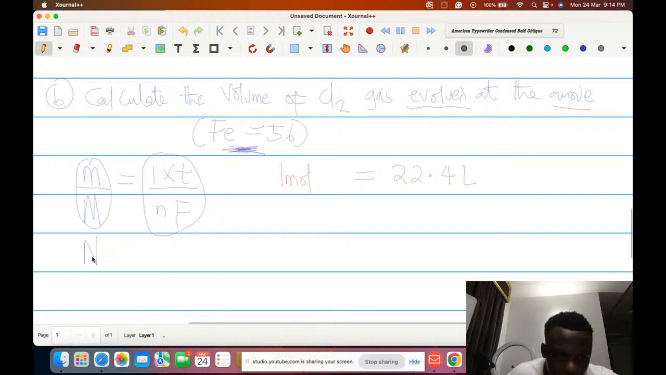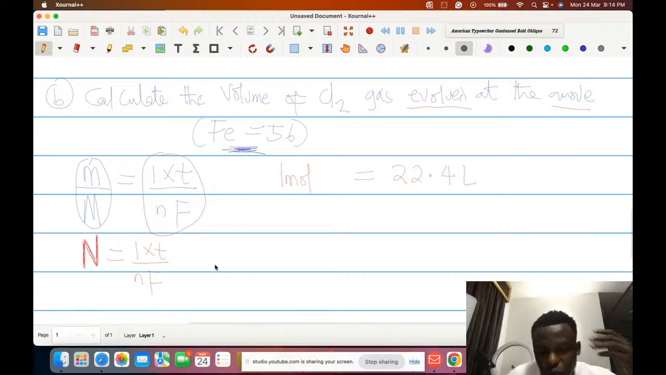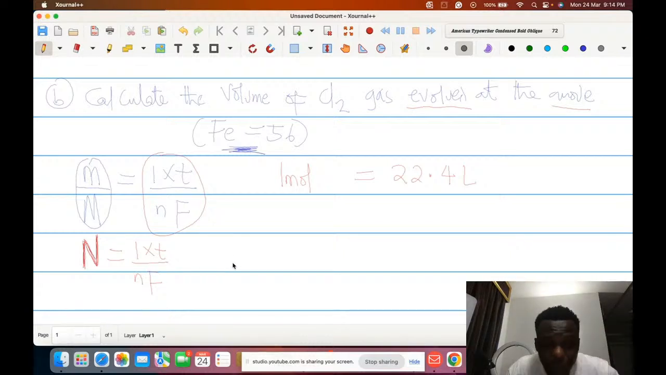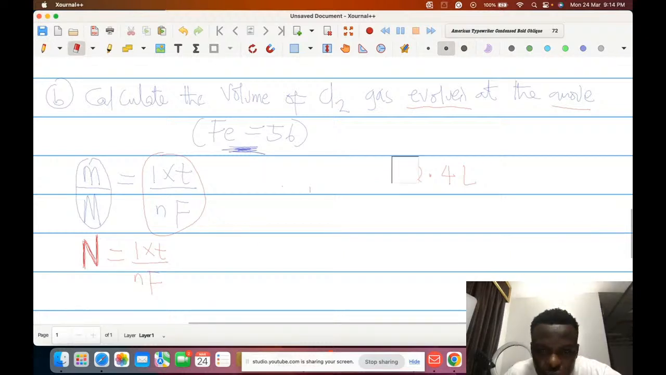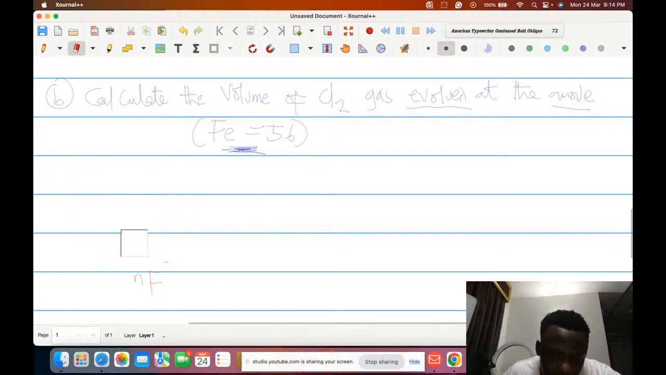Now, this mass over molar mass, we are representing it as capital letter N, that is number of moles. This capital letter N is now going to be I times T over nF. So now, for us to solve the volume, class, what I'm giving you guys now is a shortcut because in exams, there will not be enough time and there will not be enough space. So for this B, this calculation part, if you would trust what I'm about to tell you, just follow it in exams. The formula I'm about to give us now is just something you need.